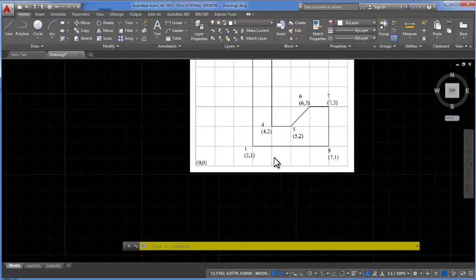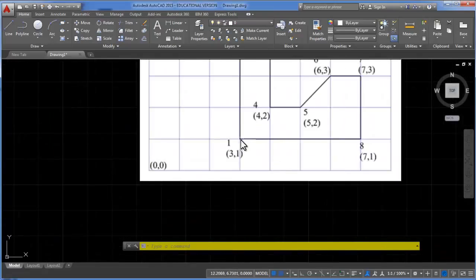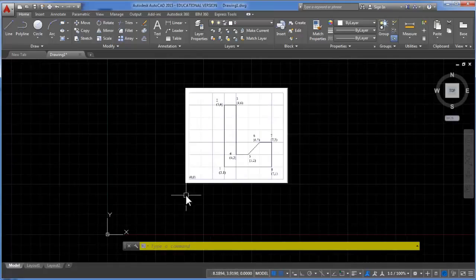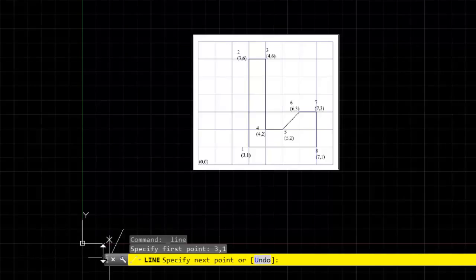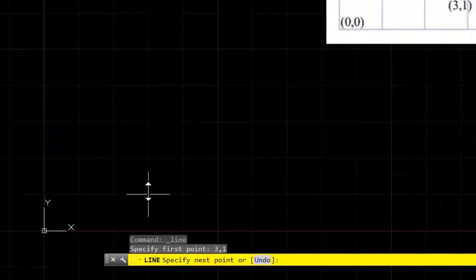If I take a look at my sample drawing here that I'm going to construct, my first point shows that it's over 3 and up 1. So when I begin with my line command and I'm asked for my first point, rather than clicking on screen, I'm just simply going to type 3, 1 and press enter. And now you can see that I've started 3 over and 1 up.